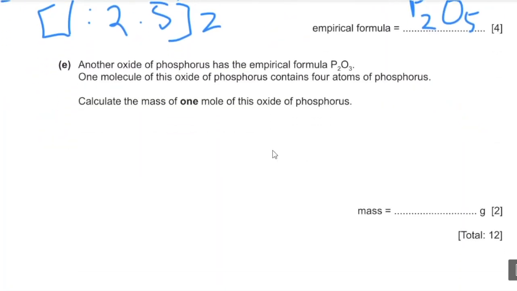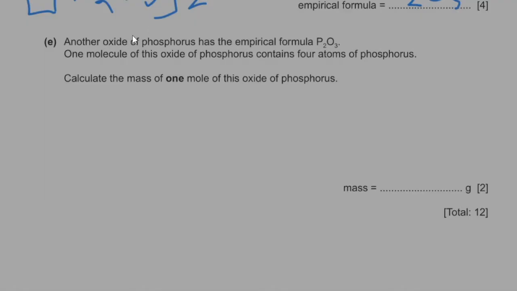Another oxide of phosphorus has the empirical formula P2O3. One molecule of this oxide of phosphorus contains 4 atoms of phosphorus. Alright, so the simplest formula is this one. However, one molecule of this phosphorus oxide contains 4 atoms, which is twice as 2. So if the phosphorus atoms are doubled, that means the number of oxygen atoms would also be increased by a factor of 2. So that means 3 2s are 6. We have the molecular formula of this compound now.